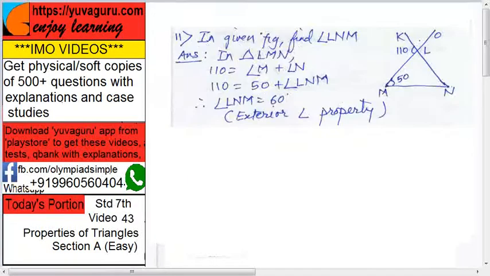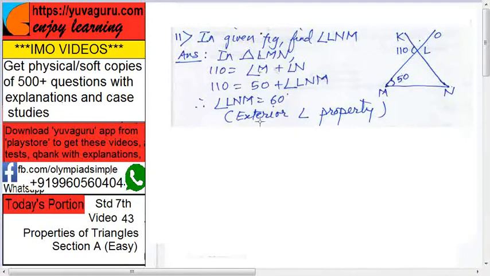In the given figure, find angle LNM. See here, it's a triangle and the rays extended NK and MO. These are the rays. I have not drawn the arrows, and this is 110 degrees. Okay, what we have to find is LNM.